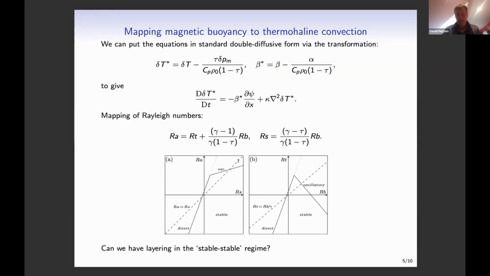We know from the simulations I showed that you get layering somewhere in this triangle here, below the neutral line, the top heavy line, and above the stability boundary. But we don't know, without doing the calculations, whether we get layering in the stable quadrant. So stable would mean subadiabatic and B over rho decreasing with height. So you can do the simulations.